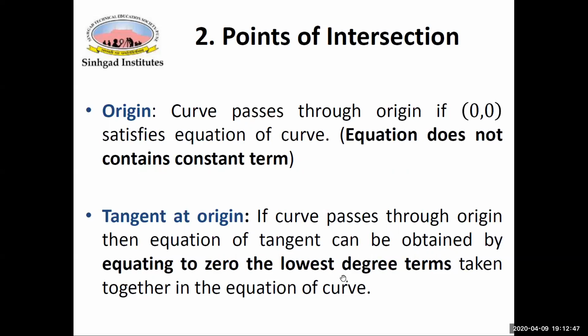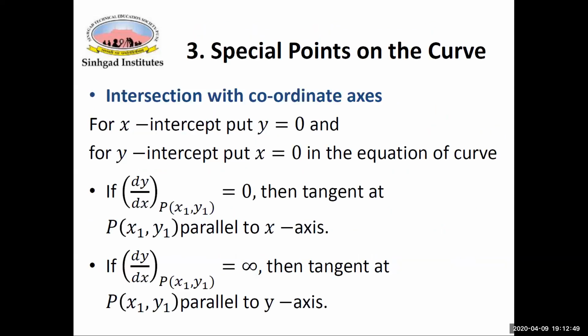After finding the nature at the origin, we have to find points of intersection on the coordinate axes. To find points of intersection on the coordinate axes, we substitute y equal to 0 to get the x-intercept, and x equal to 0 to get the y-intercept. Once you determine these points, then naturally we have to find tangents at these points.